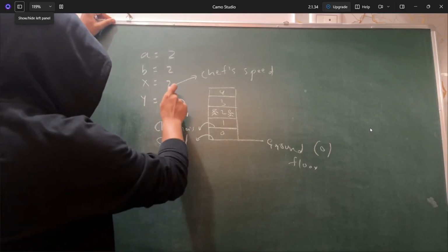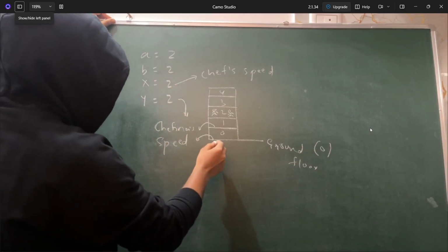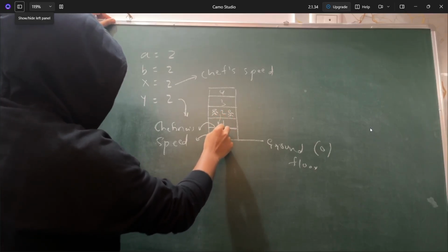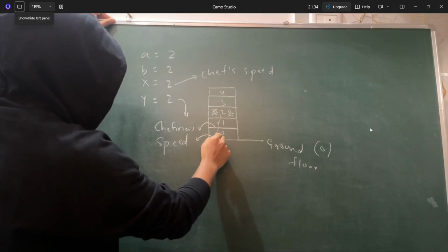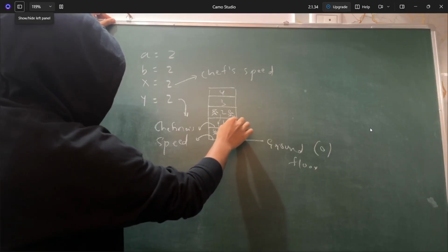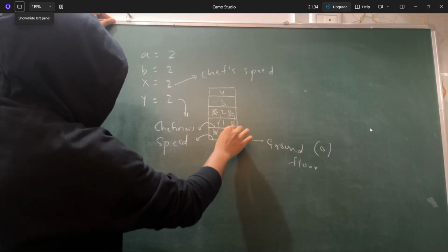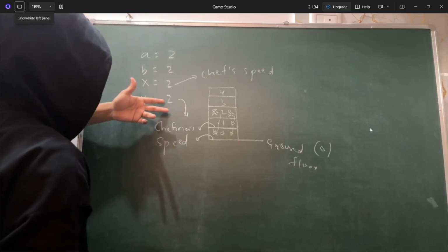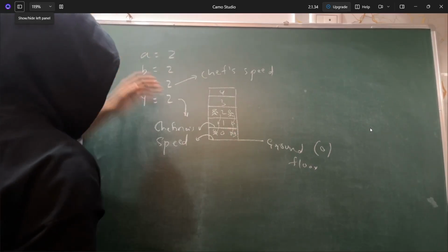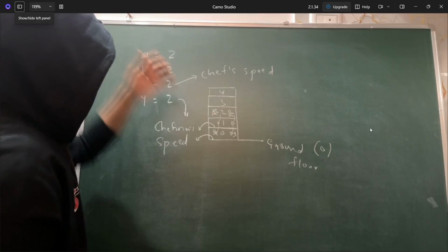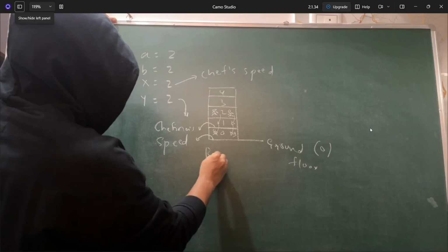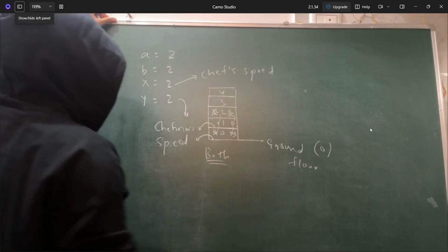Since both of them have 2 only, in 1 minute Chef will come to the first floor and then the ground floor, because 2 floors will be getting down. So Chef has reached here. In the same time Chefina will also, both will go simultaneously, and she also has a speed of 2 floors per minute, so she will also reach here. In this case both have reached at the same time, so we'll have to print both.